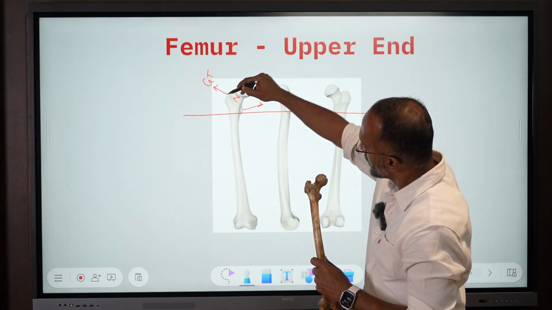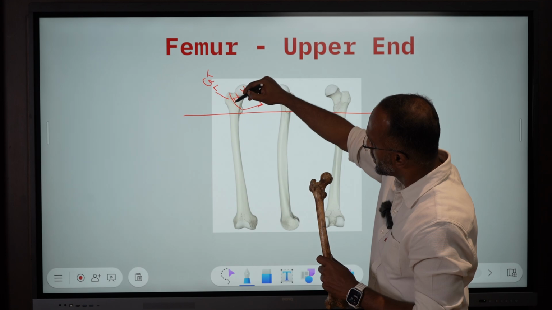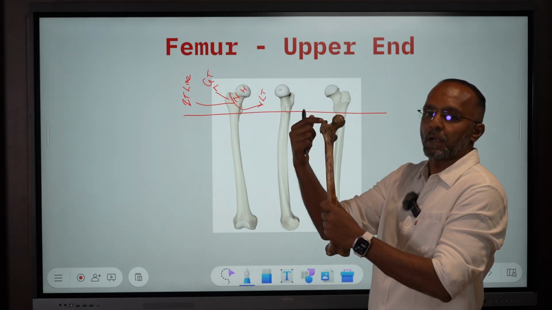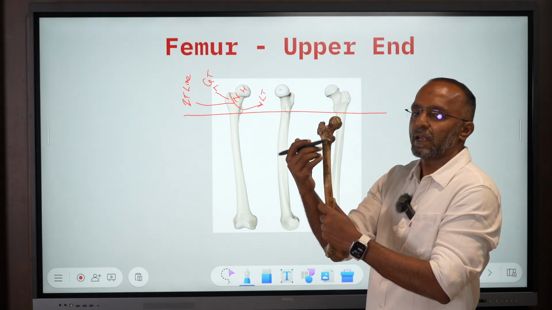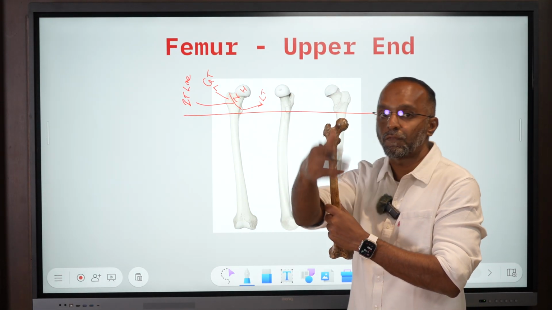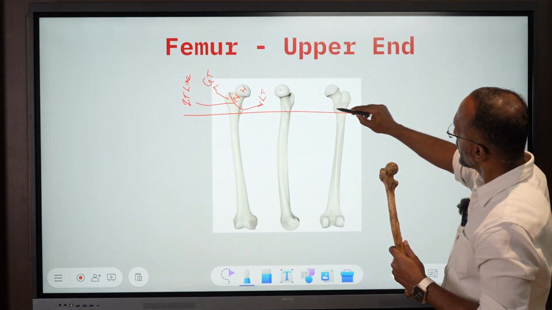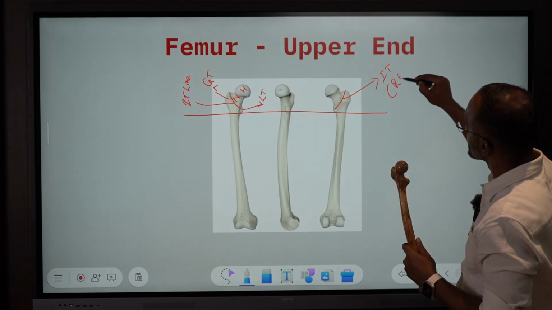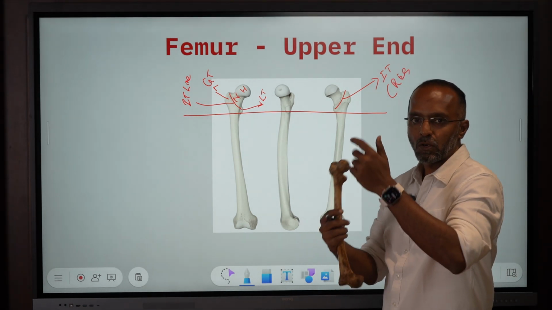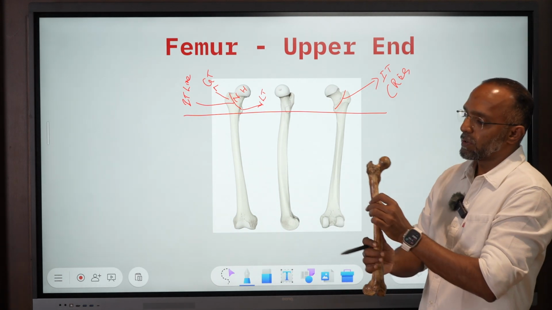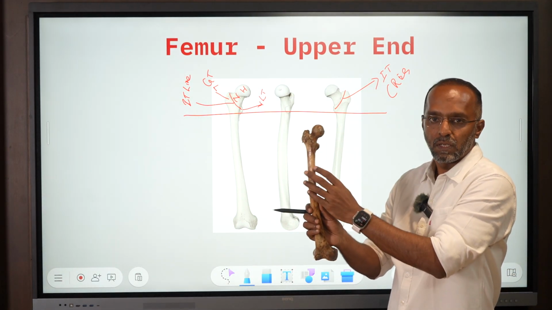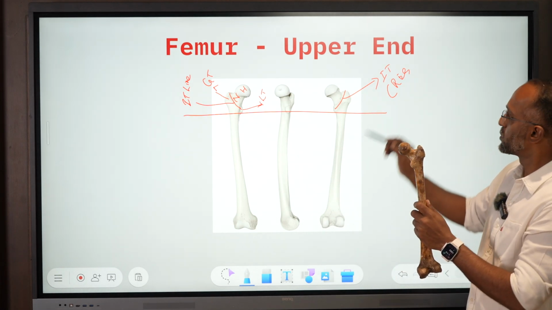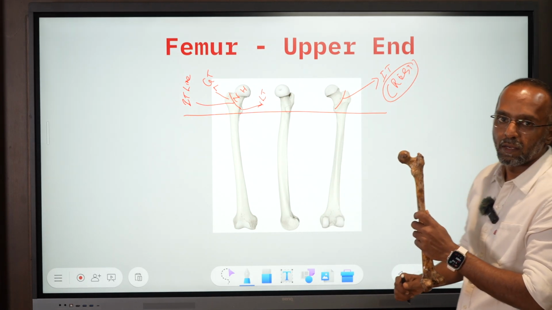And the line connecting the greater and the lesser trochanter is the intertrochanteric line. Okay, so greater trochanter, lesser trochanter, the line connecting them is called the intertrochanteric line in the front. Similarly, the intertrochanteric connection in the back is called the intertrochanteric crest, this portion. Why is it called line in the front and crest in the back? Because in the front the connection is smooth, whereas in the back the connection is elevated like a mountain, as you see here. So that is why it is called crest, intertrochanteric crest.